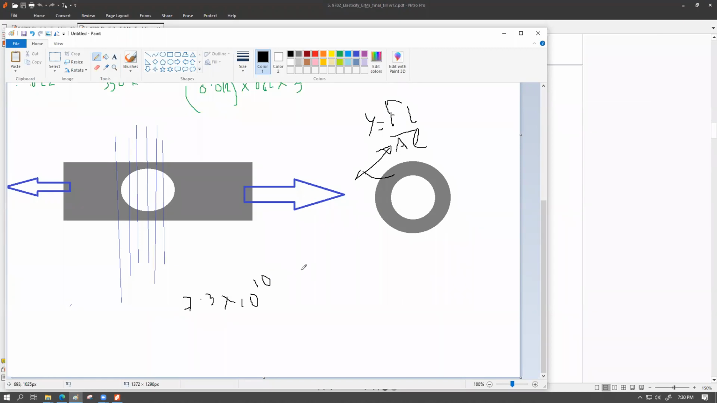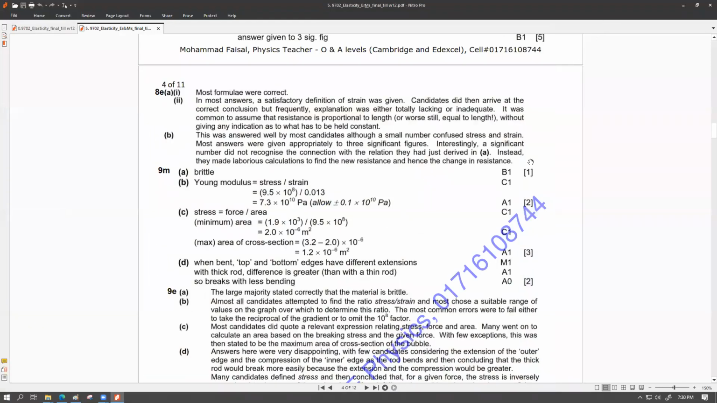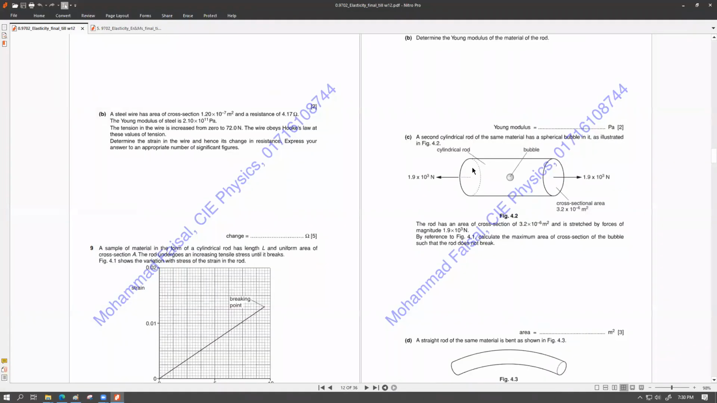7.3 × 10 pascal. If the break happens in this specimen, the break will happen at the smallest cross-section area, because at the smallest cross-section area, the stress would be the highest. So that's sort of the weakest point of the whole specimen, equals to force, which is 1.9 × 10³. Isn't that the length? Yes. The length of the specimen, is it given?